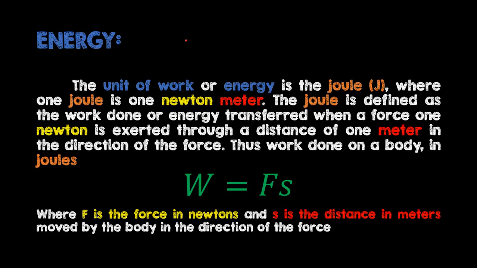So, next topic will be about energy. The unit of work or energy is the joule, where 1 joule is 1 Newton meter. The joule is defined as the work done or energy transferred when a force of 1 Newton is exerted through a distance of 1 meter in the direction of the force. Thus, the work done on a body is in joules. Again, the joule's breakdown unit is Newton meter. That is the breakdown unit of joules.